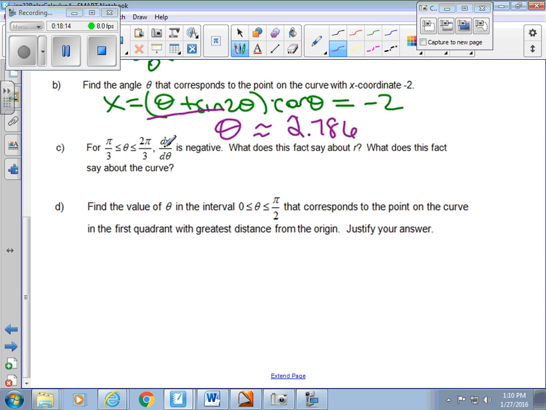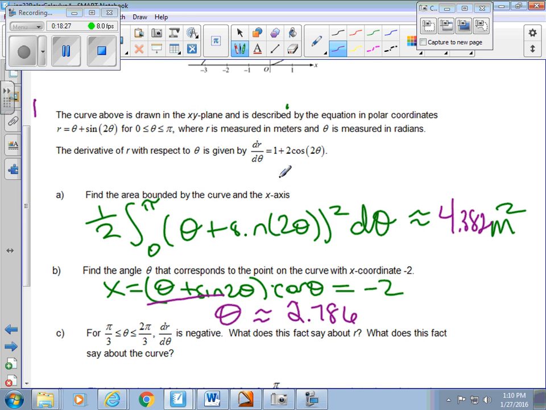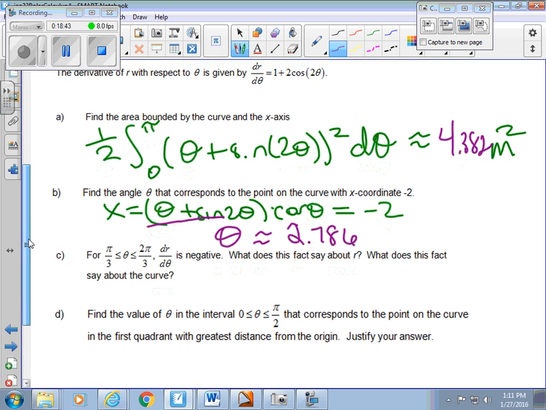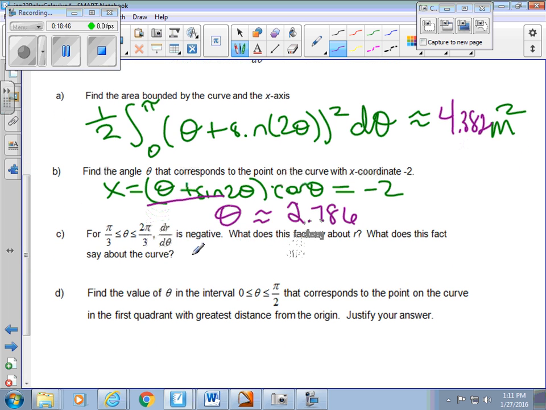They would not have had to give me this piece of information. They were being kind, because could I have found dr d theta and found that it was negative? They were being kind in that they gave me dr d theta. I am not sure why they did that and why they didn't make you do that. I guess they were getting soft on you this year. But it's okay, we'll take it. They even said it was negative. What does that say about r? If dr d theta is negative, what does that say about r?